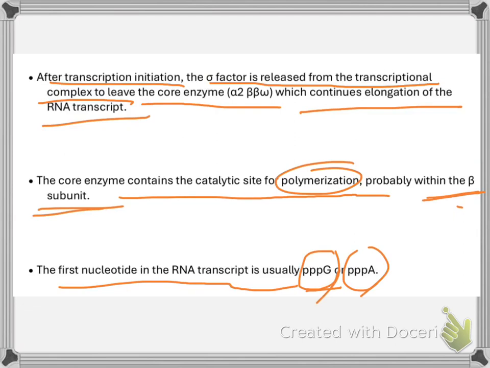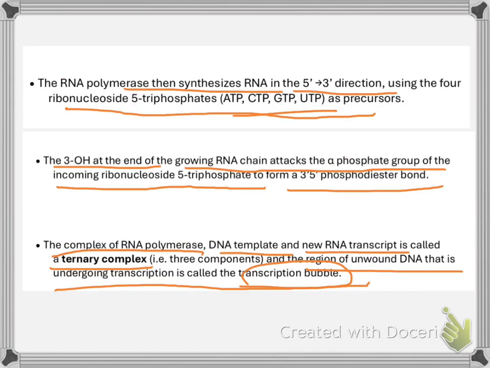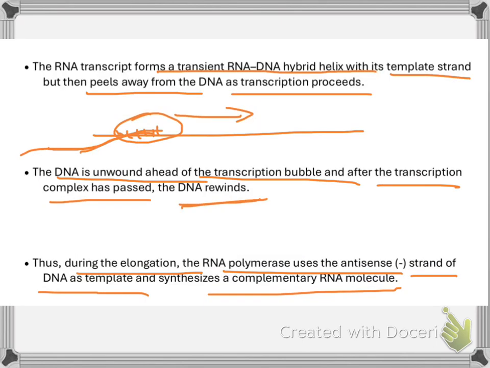During the elongation phase, the RNA polymerase will bind and add the nucleotides, continuing the elongation to form the RNA transcript, and the 3'OH end of the growing RNA chain attacks the alpha phosphate group of the incoming ribonucleoside 5'triphosphates to form a 3'5' phosphodiester bond. Then this complex, that is DNA template, new RNA transcript and RNA polymerase, is known as the ternary complex.